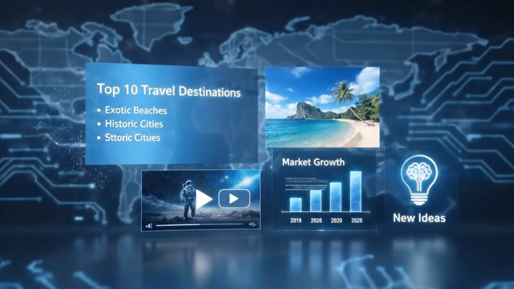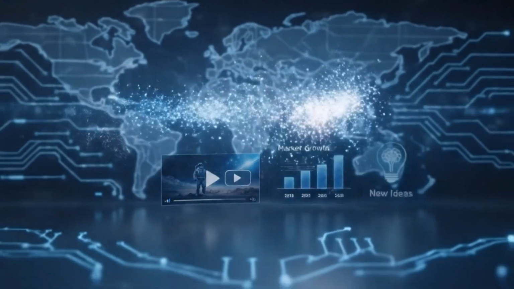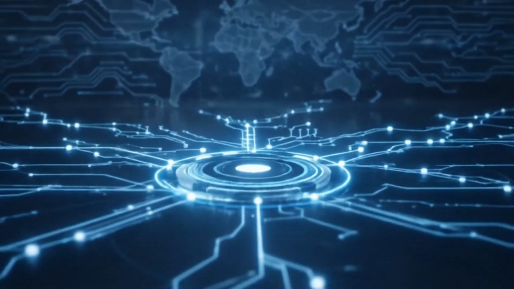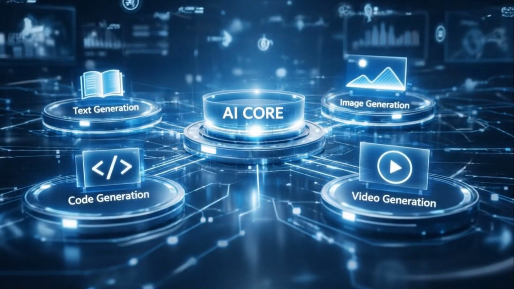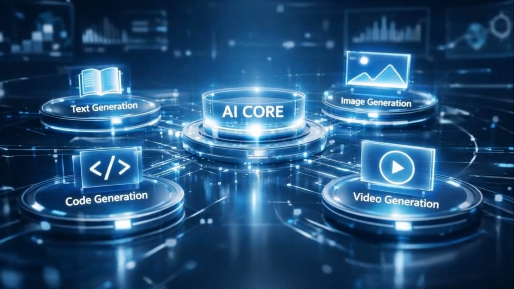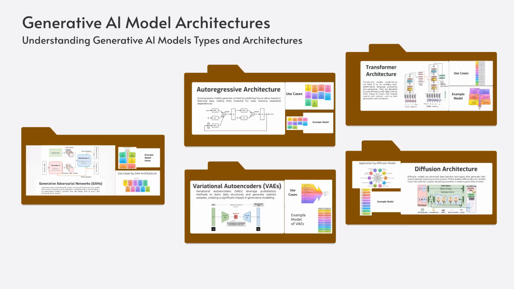To better understand how these systems work, it is important to explore the different types of generative AI model architectures used to build such intelligent capabilities. Let's explore the major types of generative AI architectures, examine real-world model examples for each, and understand how these models are applied across different use cases and industries.